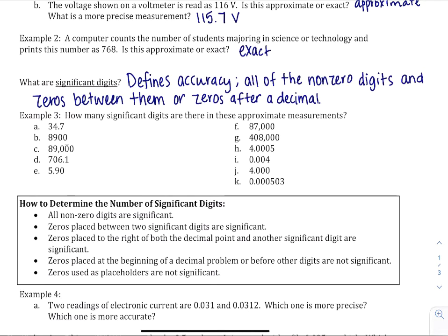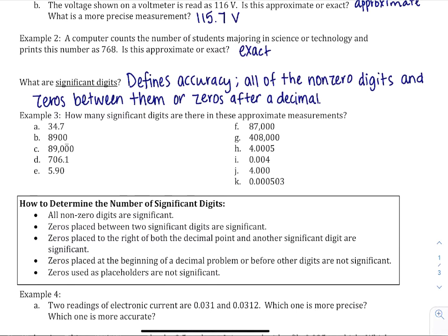So we're going to look at several examples here to determine how many significant digits there are. And significant digits are going to come from approximate measurements. If you have a count, then that's actually an exact number, and any zero that occurs is part of the number. So these significant digits are really only useful when we're thinking about measurements and trying to determine how accurate they are. So example 3, part A, there are no zeros.